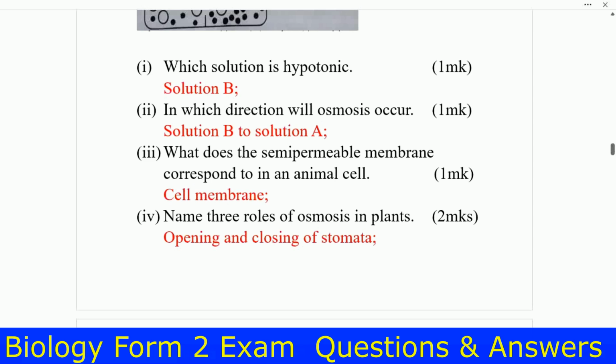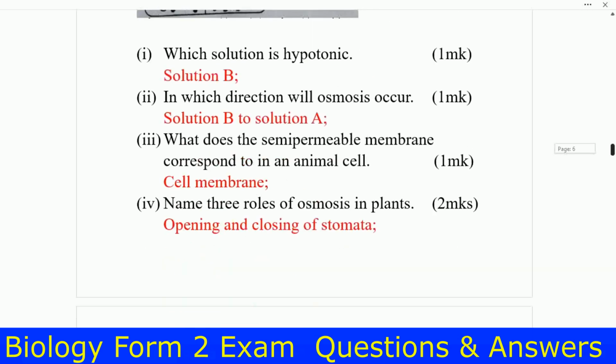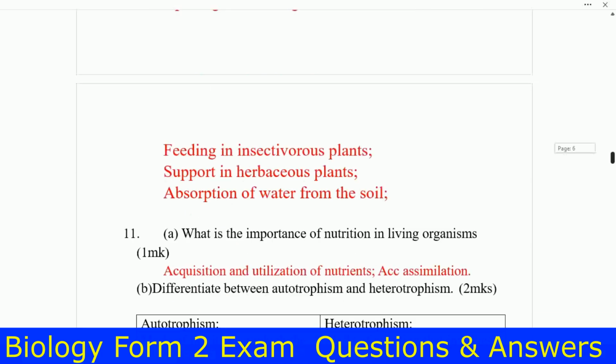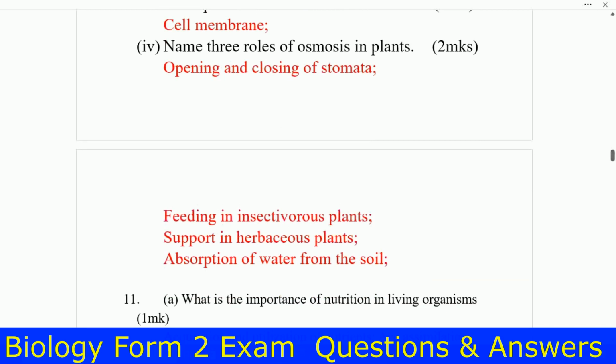You are told name 3 roles of osmosis in a plant. This question, I can tell you, it has been repeated so many times. The roles of osmosis, the role of active transport and diffusion, they keep on repeating, so you should remember all of them. That's why I told you that maybe around 70% or 60%, this is where KCSE comes from. That's why you can see we are focusing on Form 2 work, very important.